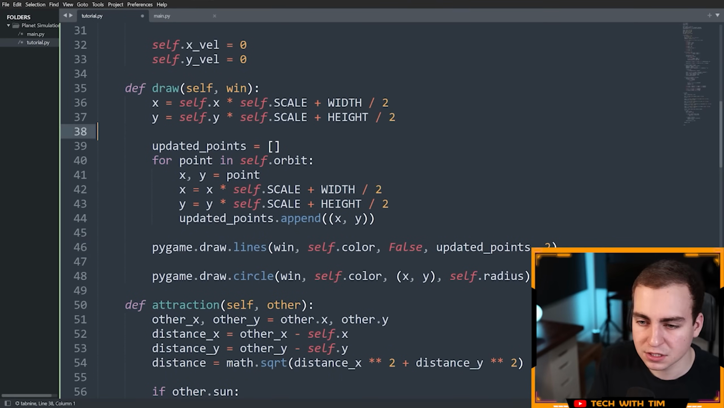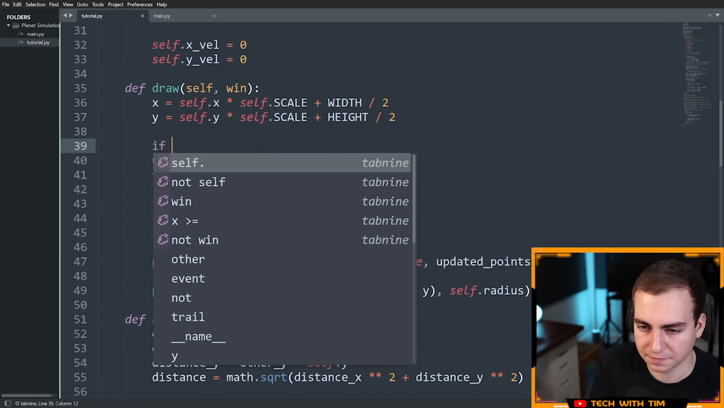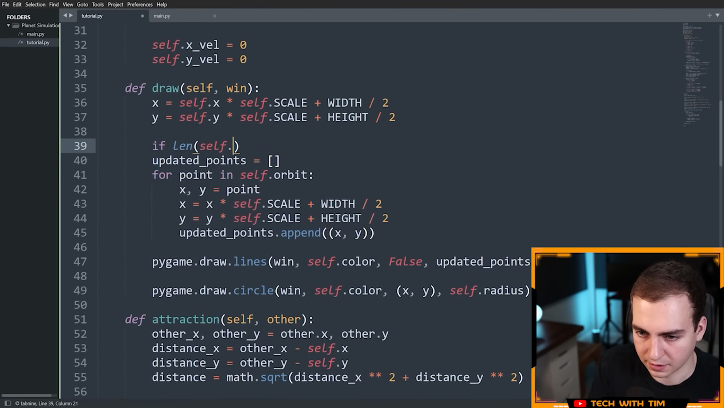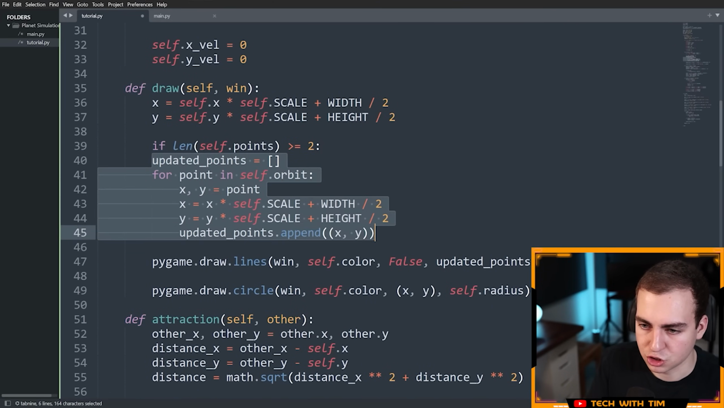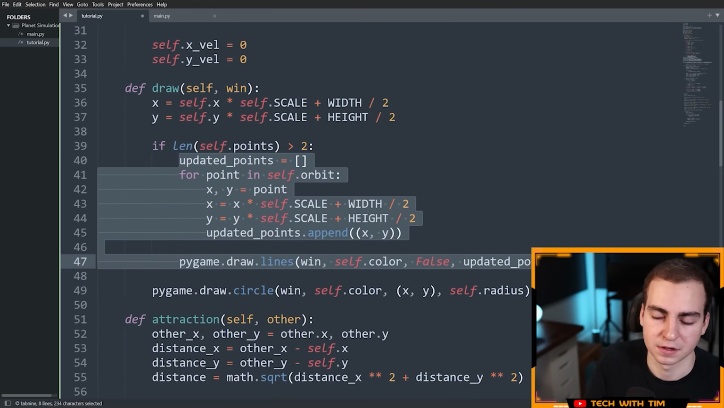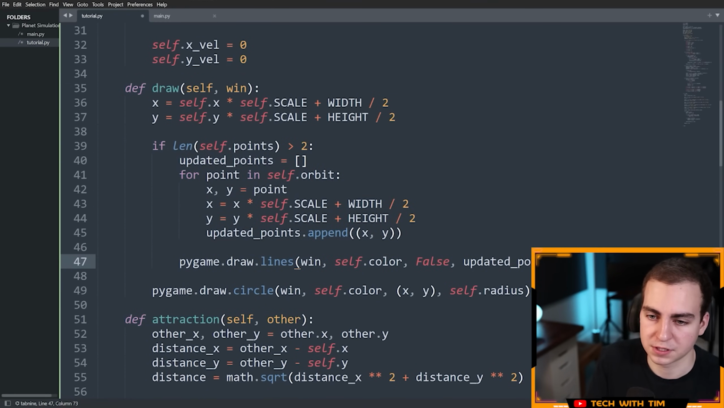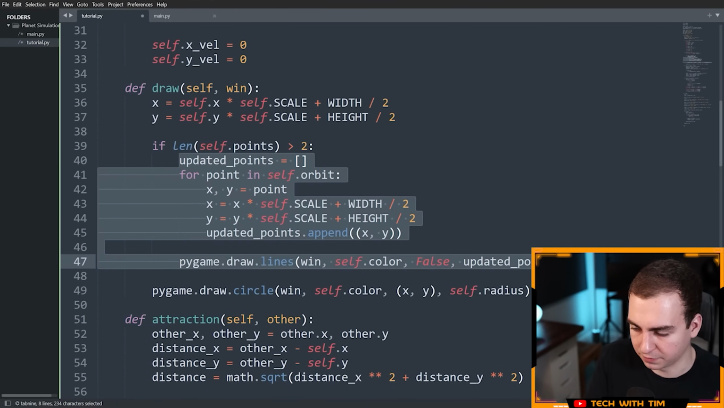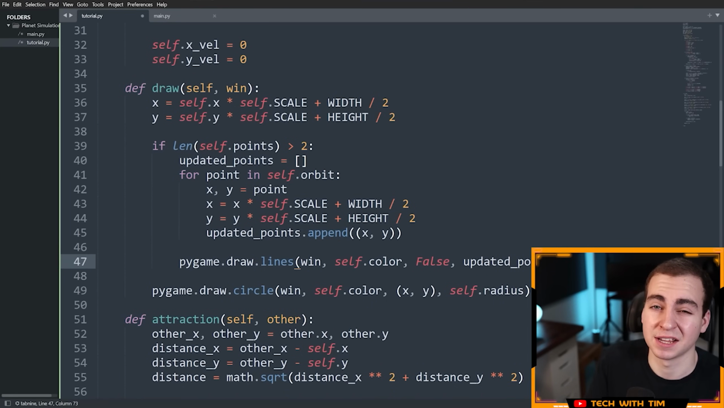Now, one thing I do need to do is put an if statement here and say if the len of self.points is less than or equal to 2, because I believe we need at least 3 points, then I don't want to do any of this. So we're going to say actually the opposite. If the len of points is greater than 2, so meaning that it is at least 3, then we'll do this. It's just confusing myself there. We need at least 3 points. So if the len of points is greater than 2, do all of this. Otherwise, don't do it. That should give us the orbit.